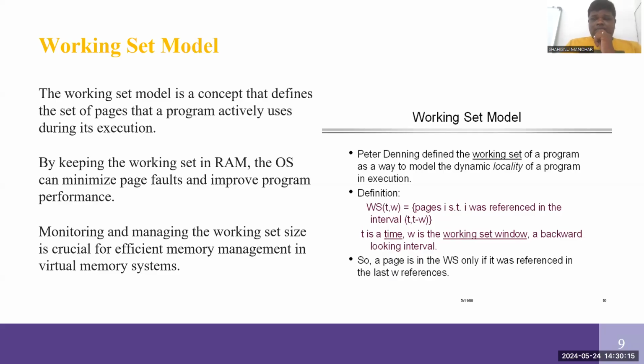So the working set model: Peter Denning defined the working set of a program as a way to model the dynamic locality of a program in execution. The definition includes WS(t, W): the pages P_i referenced in the interval t to t minus W, where t is the time and W is the working set window, a backward looking interval. So a page is in the WS only if it was referenced in the last W references.